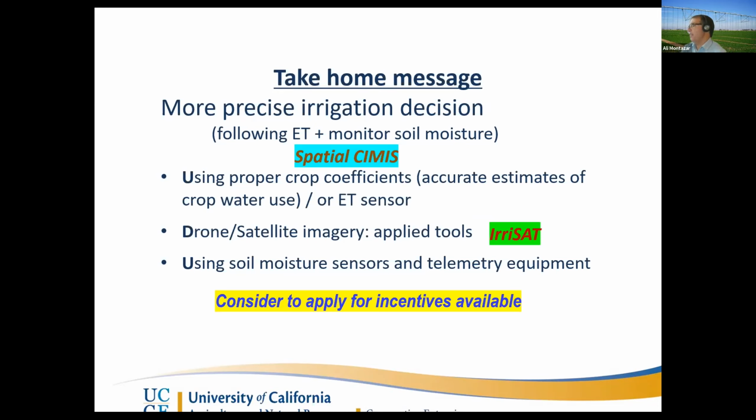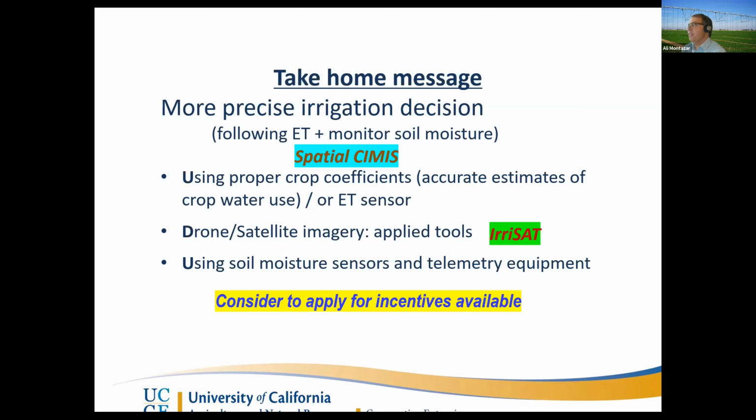If I'm a grower in San Diego County, I may benefit significantly from precise irrigation decisions. So I'll go with ET-based irrigation scheduling, but I also need tools. Spatial CIMIS is a great tool available, developed by the Department of Water Resources. It's a free tool, and it provides a lot of good information about ETo for your field. I also need a crop coefficient.